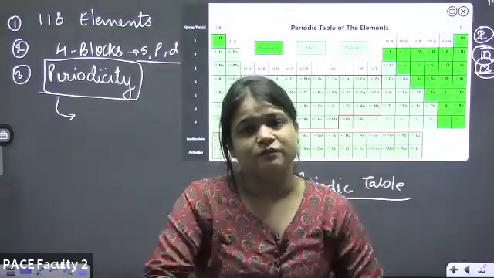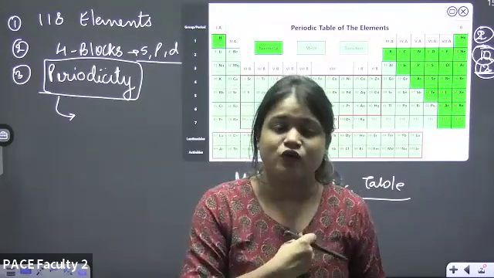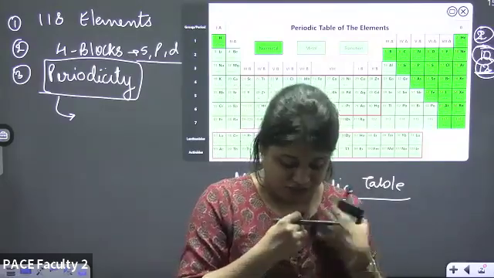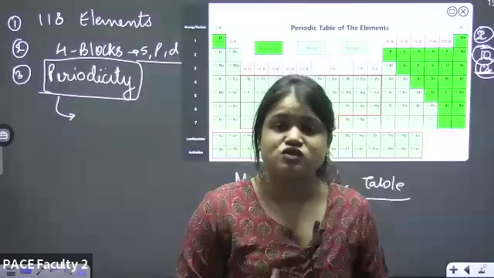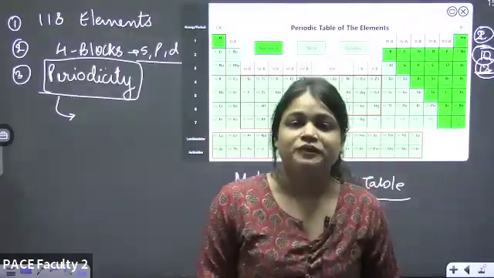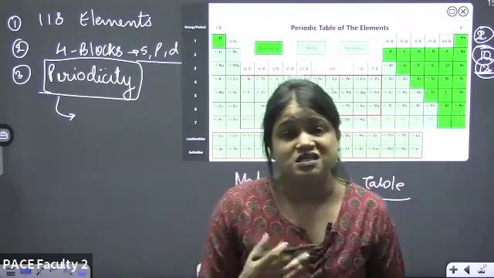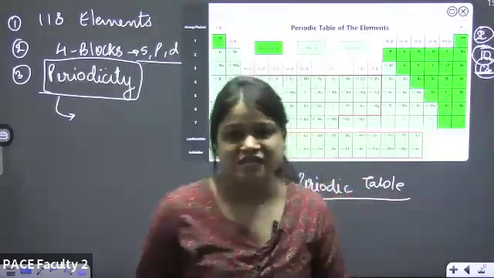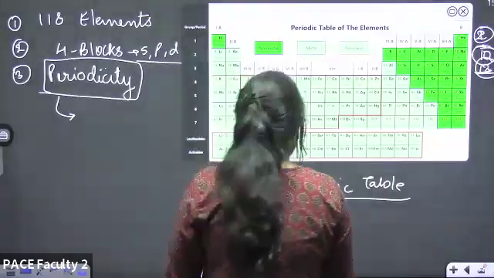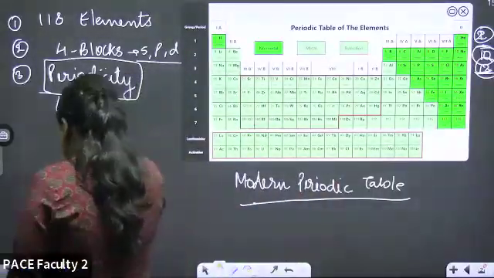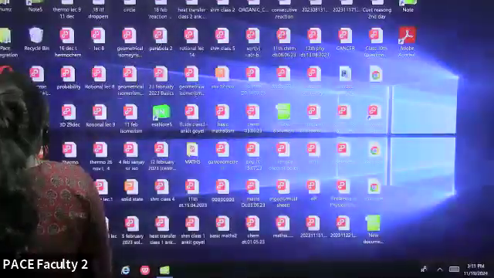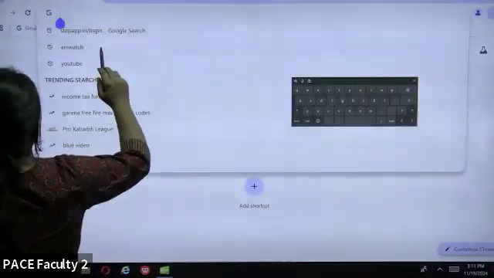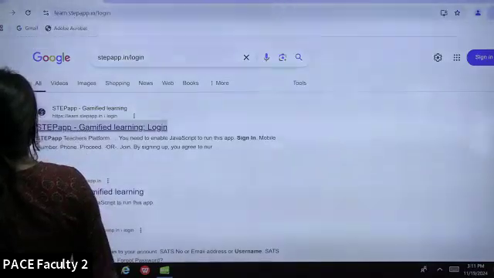Why is this periodicity important? Why do we have periodicity of properties? This is to study the elements better. Periodicity in properties is done to study the given elements in a better way. Let's take some help of the wonderful step app that we have. We have all seen step app multiple times. Let's take help of this step app.